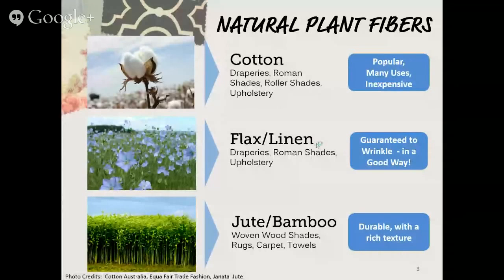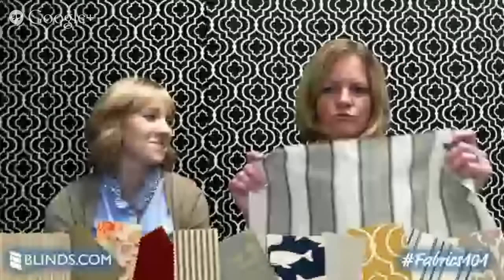Okay. Next, we're going to talk about flax and linen, and that comes from a plant that's called the flax plant. The difference between flax and linen is that linen has a little bit more processing. It's used for draperies, Roman shades, upholstery, lots of apparel. And one thing that we say about flax and linen is that it's guaranteed to wrinkle, but in a good way. The wrinkles add to the natural beauty. The subtle flaws are part of what makes this look like a natural product, and it's part of what people love about it. But when we sell it to our customers, we do want to make sure that they understand that this is the way that this product is.